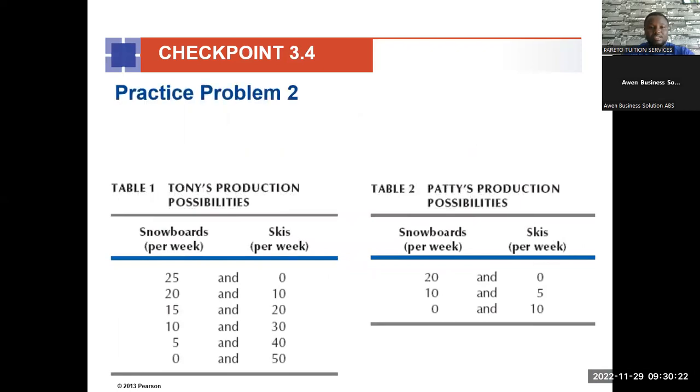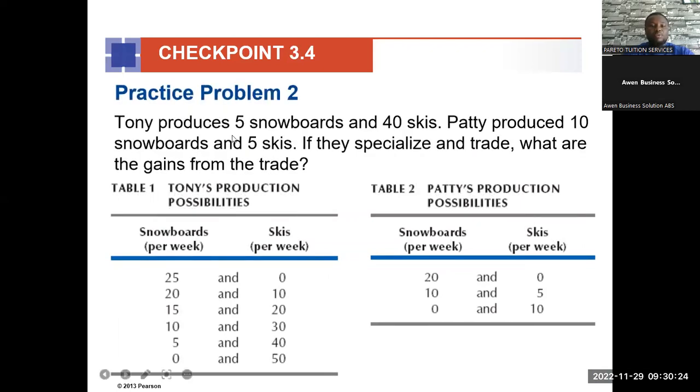Okay, let's look at the next one. Now, assuming Tony produces 5 snowballs. Tony is producing 5. So here, this way he is on this possibility: 5 snowballs and 40 skies, right? And then Patty is producing 10 snowballs and then 5 skies.